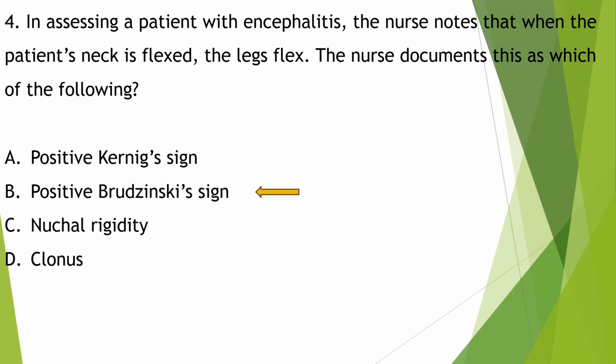Nuchal rigidity is characterized by stiffening of the neck as a result of meningeal irritation. Clonus manifests itself as a series of involuntary, rhythmic muscular contractions and relaxations.